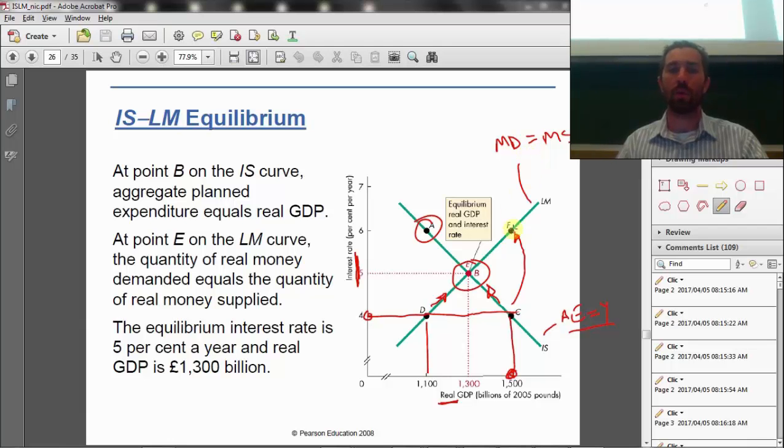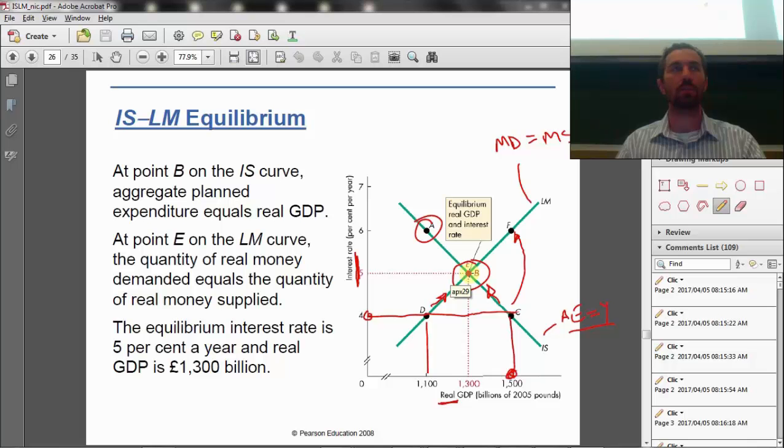Alternatively, we could be at a point like point F, where we have equilibrium in the money market, but we don't have equilibrium in our aggregate expenditure model. Adjustments in our aggregate expenditure model therefore begin the process of moving us from point F towards point B. At point B, both markets are in equilibrium. We are happy. There are no more changes.